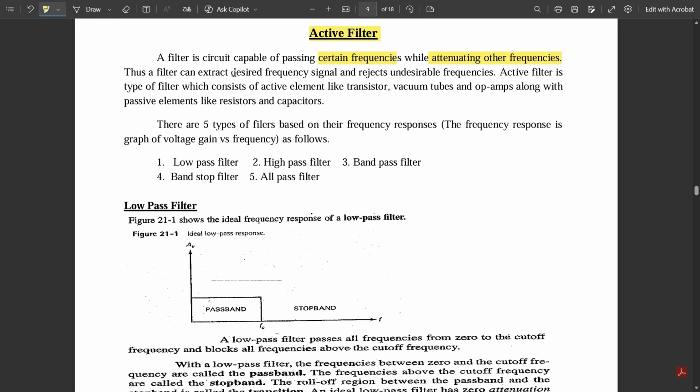Thus, a filter can extract the desired frequency signal and reject the undesired frequencies. So the filter's job is to send only the frequency which is required. The unwanted frequencies are not passed through these filters.